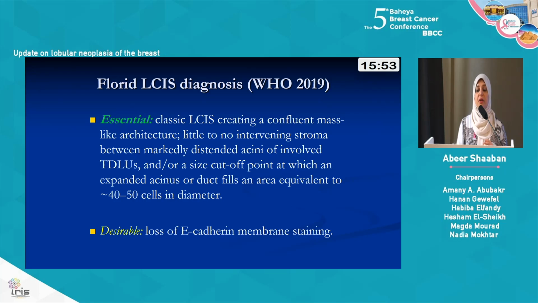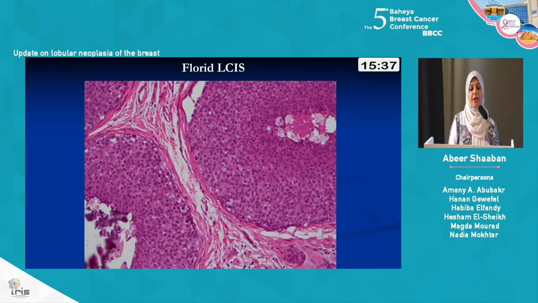It involves large ducts, and they define large ducts by the presence of 40 to 50 cells within the duct or very little stroma in between. So basically, you have big ducts distended by this. Desirable to show that this is E-cadherin negative. That's what it looks like morphologically. Very similar to low and intermediate grade DCIS, but not high grade. If you think it's high grade, that's PLCIS, okay?